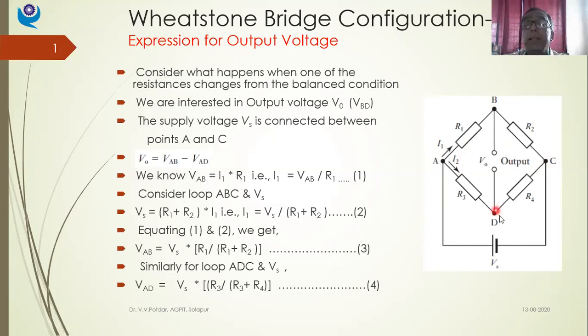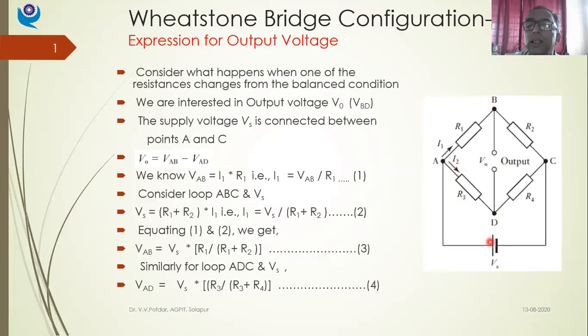So what will be the equation? First equation: the potential drop VAD will be equal to I2 into R3. Solving for I2, what do you get? I2 will be equal to VAD upon R3. This will be one equation. Now, consider this lower loop now.